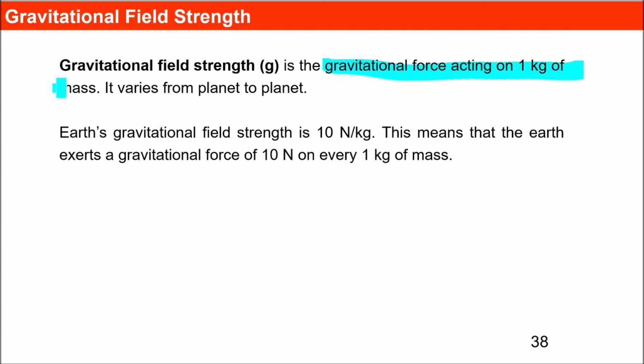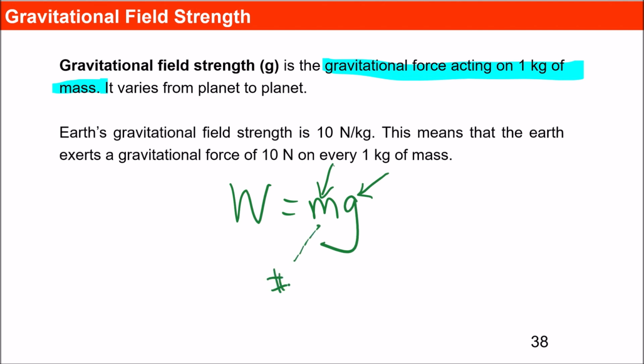And very importantly, in this chapter, the formula is W equals mg. So to find the weight or the gravitational force, you need to take the mass multiplied by the gravitational field strength. So back to the analogy of the apple, it simply means this mass is like the number of apples you're going to buy, and g simply means like the unit cost.